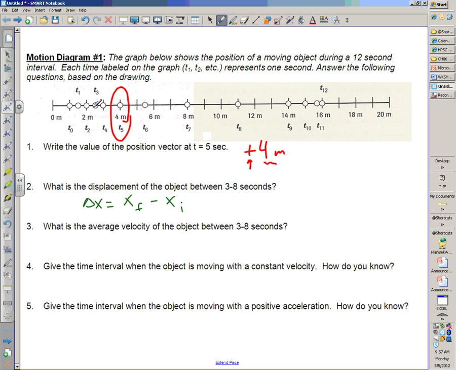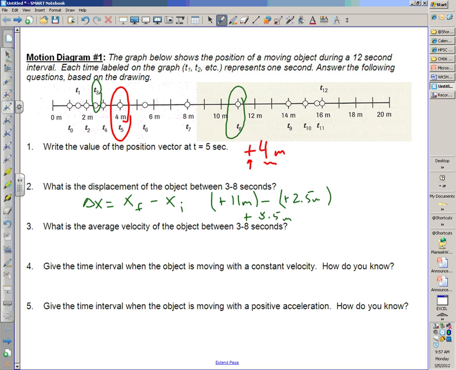We look at where it started at 3 seconds, right? We look at where it ended up at 8 seconds. The final position we said was positive 11 meters minus the initial position, which was positive 2.5 meters. And we ended up with a displacement of positive 8.5 meters. Sound familiar?